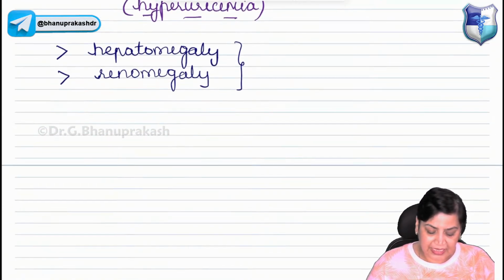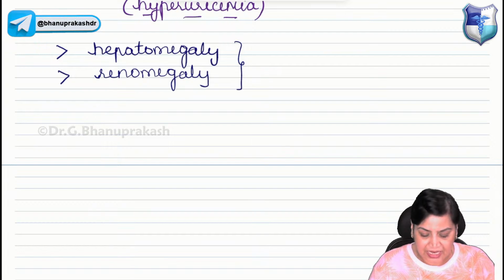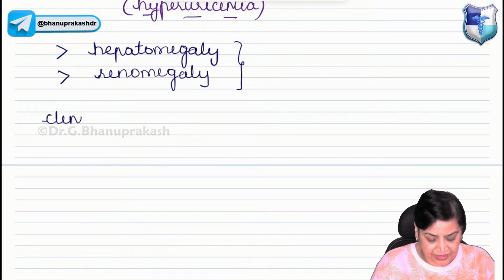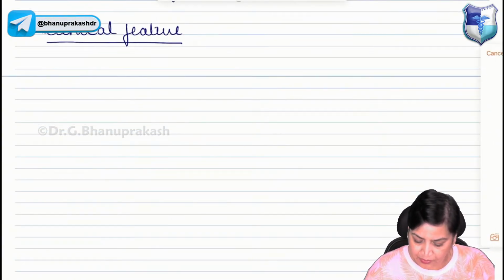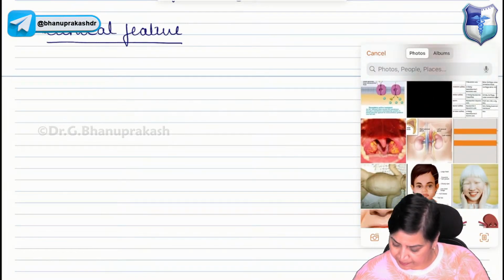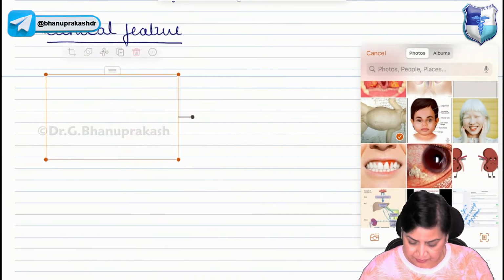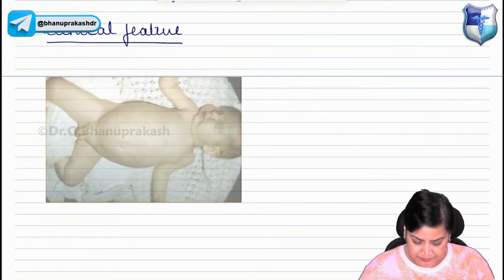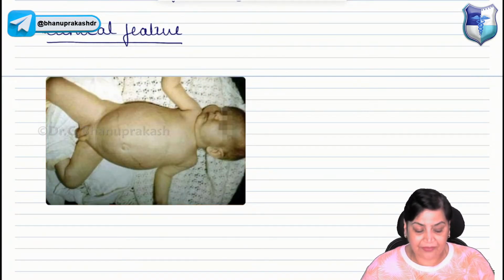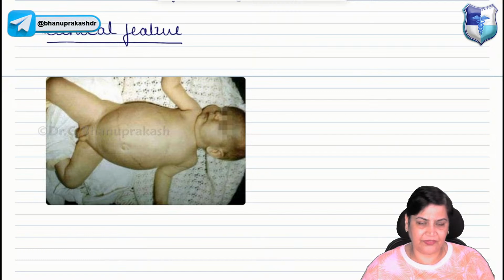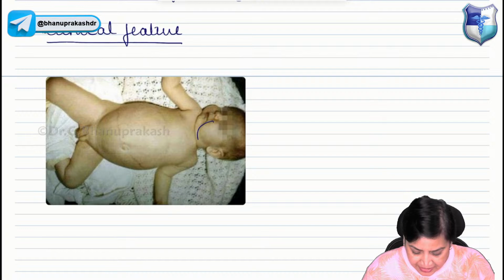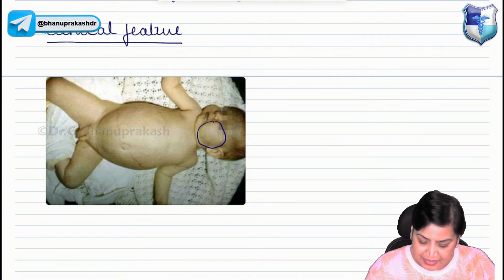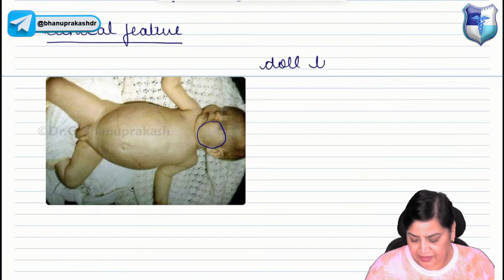So now see, these are the biochemical investigations. Now what will be the clinical features? The most important clinical feature here will be, I'll just show you the image also of the child who is suffering from von Gierke's disease. He will have doll-like facial features. Why? Because there will be chubby cheeks. You can see that chubby cheeks are there. So we call them doll-like faces.